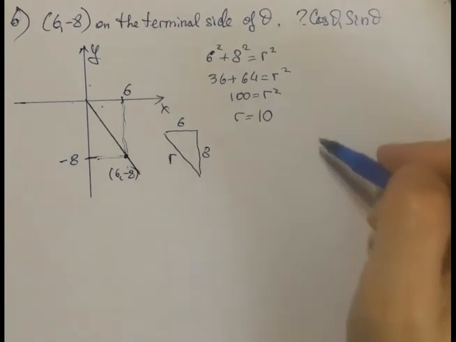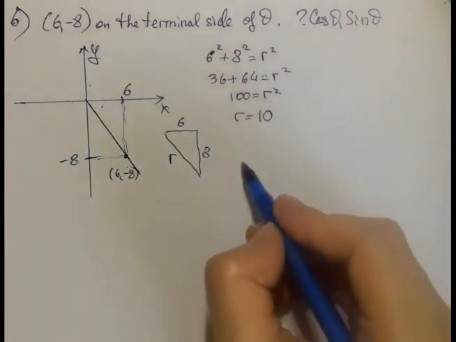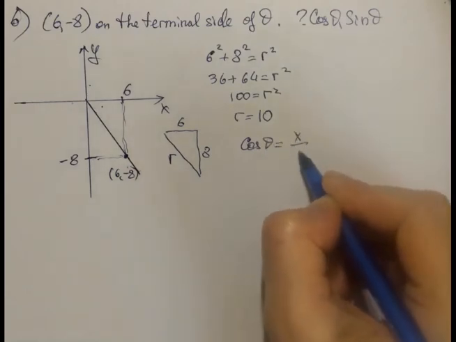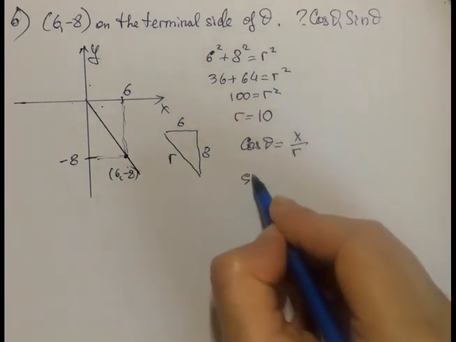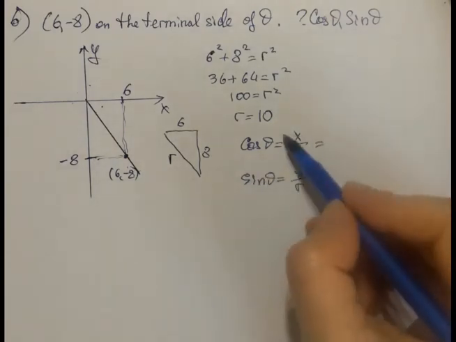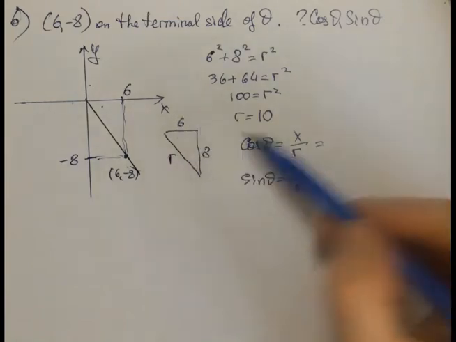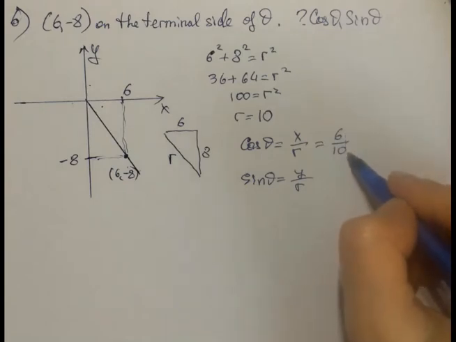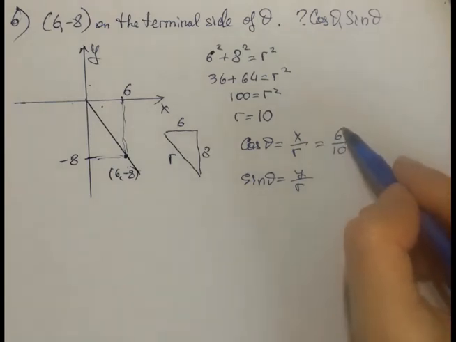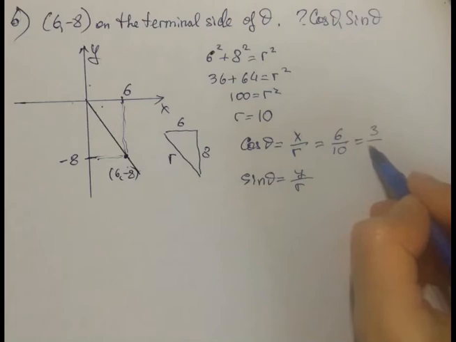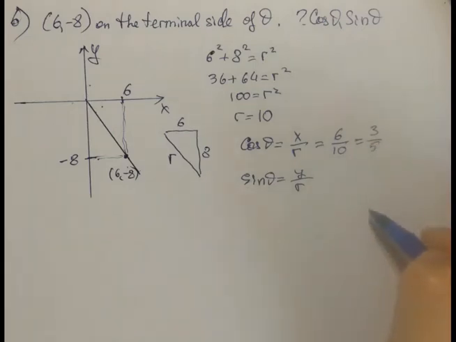Now we can use definitions of trigonometric functions. Cosine of theta is by definition x over r. Sine of theta is y over r. Substituting x and r, we get 6/10. We can simplify this fraction since numerator and denominator are both divisible by 2. 6 divided by 2 is 3, and 10 divided by 2 will be 5. So cosine theta is 3/5.